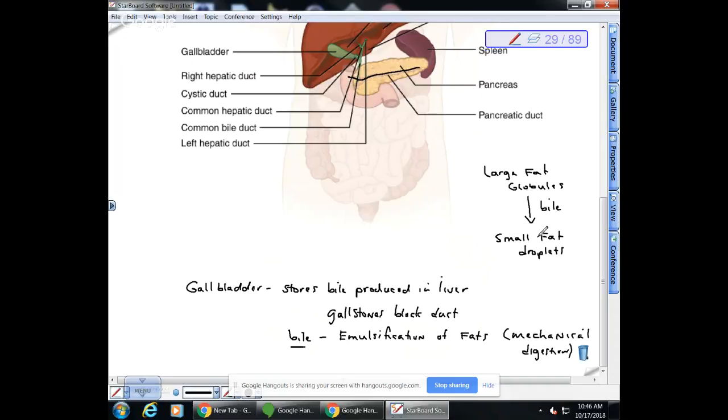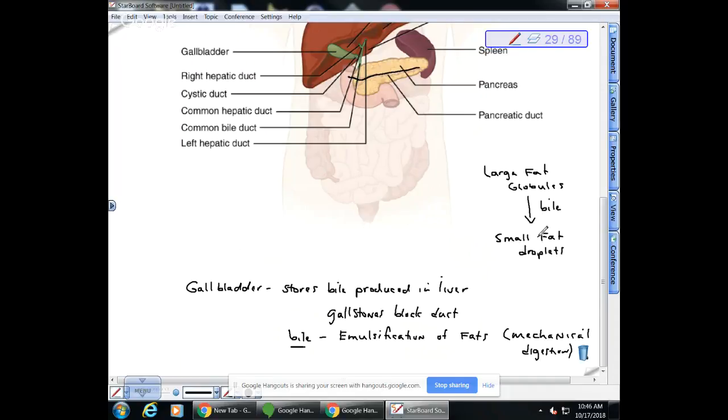So again, bile is not an enzyme, so it wouldn't be chemical digestion. It is like a detergent. So it's like when you wash your dishes and you can't get that greasy pan clean, and then you put detergent in it, and all of a sudden the fat kind of dissipates into smaller pieces and can be washed off, right? So that's the same thing that the bile does, it increases the surface area so enzymes can attach.